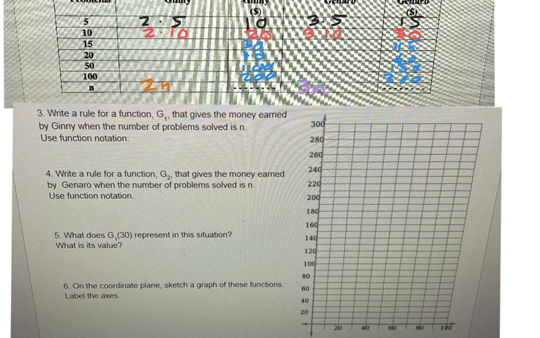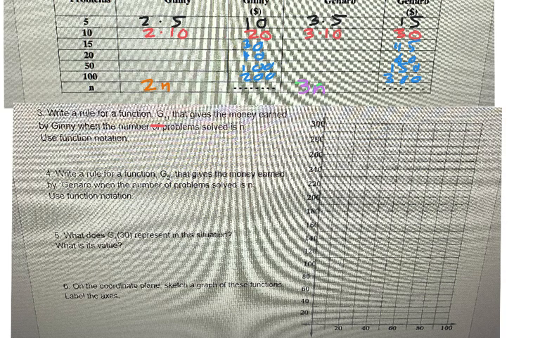What is a function rule? This kind of confuses people sometimes. You see this g sub 1? That's just telling me what it wants me to name my dependent variable. They want me to name it g sub 1. So that little 1 means nothing other than it's the first function we name g. Don't let that little subscript 1 confuse you. I wish they didn't do that. So write a rule for a function g sub 1 that gives the money earned by Jenny when she's solved n problems using function notation. So what would that rule look like?